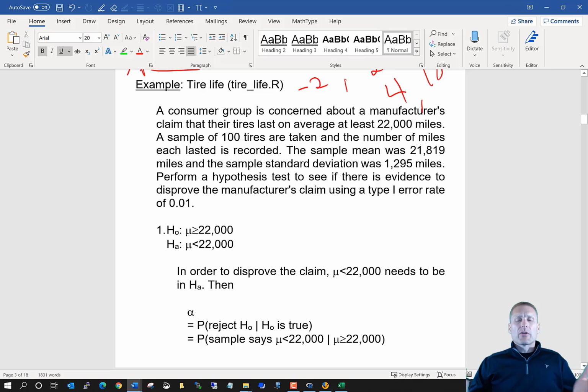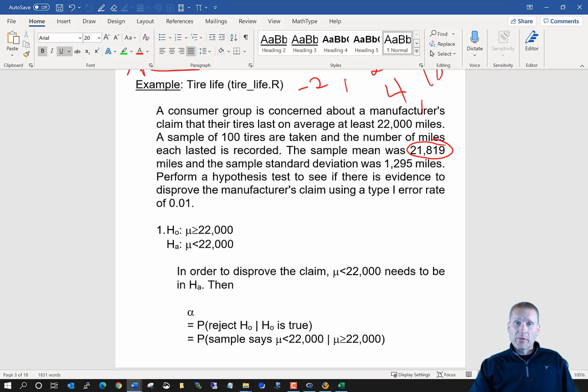So let's say a consumer group is concerned about a manufacturer's claim that their tires last on average at least 22,000 miles. Mustn't be that good of a tire if it only lasts 22,000 miles. A sample of 100 tires are taken and the number of miles that each lasted is recorded. The sample mean was 21,819. Notice it's less than 22,000. So you might be thinking, uh-oh, is this sample telling me that maybe this manufacturer's claim is incorrect?